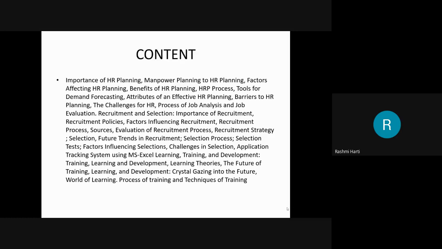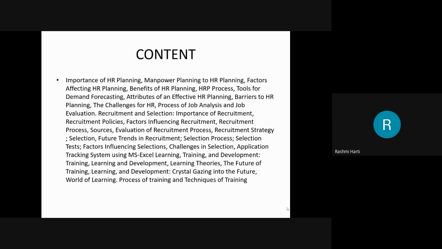Demand forecasting is nothing but demand for labor. Okay, and then attributes of an effective HR planning, the different attributes for successful HR planning, the different blockages or barriers to HR planning, and the various challenges faced while planning for human resource in the organization. Then we'll move on to the process of job analysis, as well as job evaluation. Okay, and then recruitment and selection.